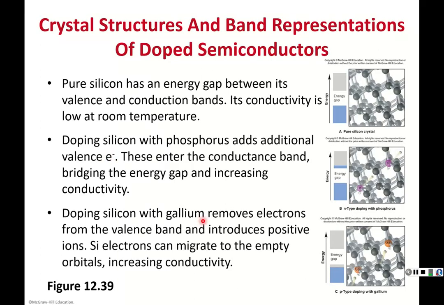You can also dope it with something like gallium, which removes electrons from the valence band. Right? And so in that sense, silicon electrons can migrate to empty orbitals, which increases conductivity. And these are called p-type semiconductors, P standing for positive.